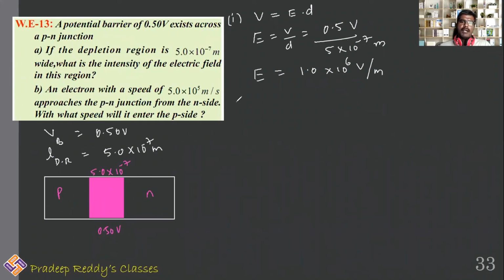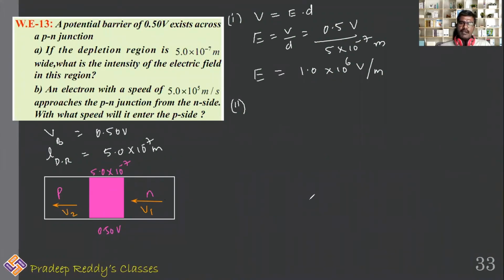That's number 1. And second question what you are asked is, an electron with a speed of 5 into 10 power 5 meter per second approaches the PN junction from N side. With what speed will it enter the P side? So an electron which is entering into P region. It enter into this P region. Let me consider it has velocity v1 and it crosses the barrier and it enter into P region, and this P region has velocity v2.